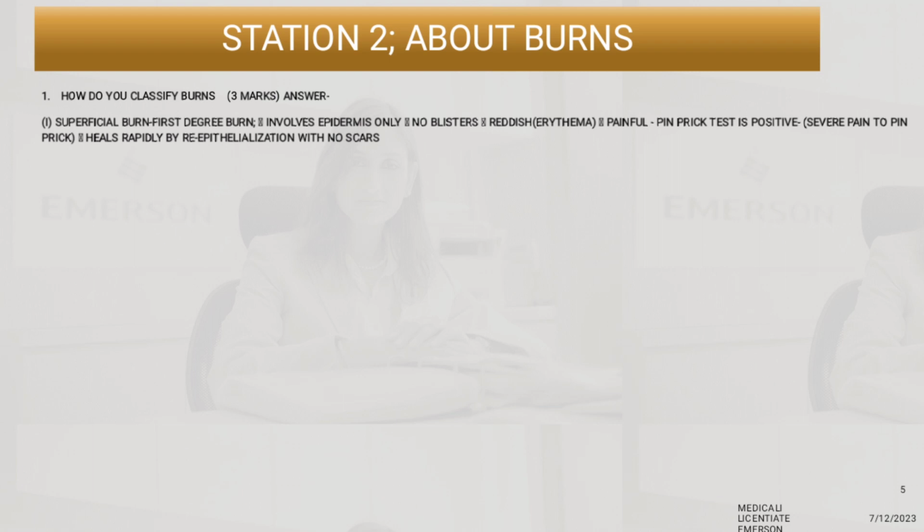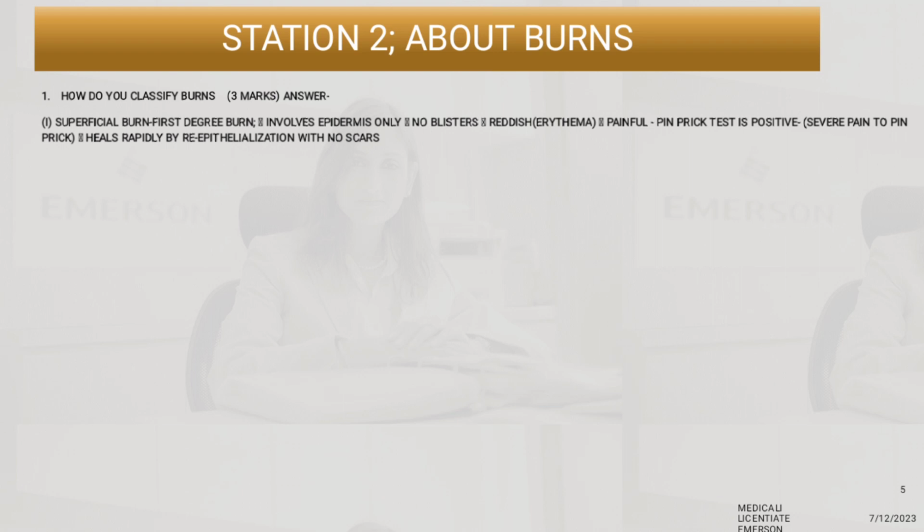So we have superficial burns, which were known as first degree burns. It involves the epidermis only, no blisters, reddish or erythema. They are painful, so if you do a pinprick test, it's going to be positive. In short, there is going to be severe pain to prick. Then how does it heal? It heals rapidly by reepithelialization with no scars. That's first degree or superficial burns.